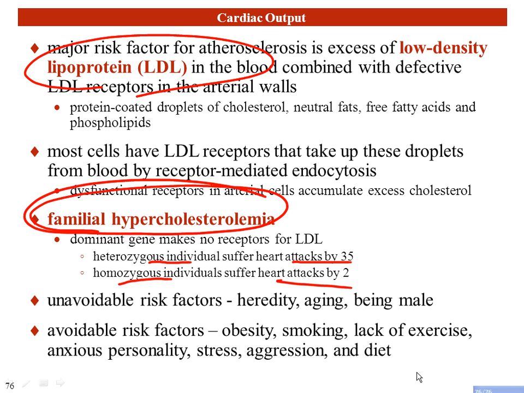Now, some unavoidable risk factors for atherosclerosis: heredity, aging, being a male. Avoidable risk factors that basically accelerate coronary artery disease: obesity, smoking, lack of exercise, personality, stress, aggression, diet, etc.